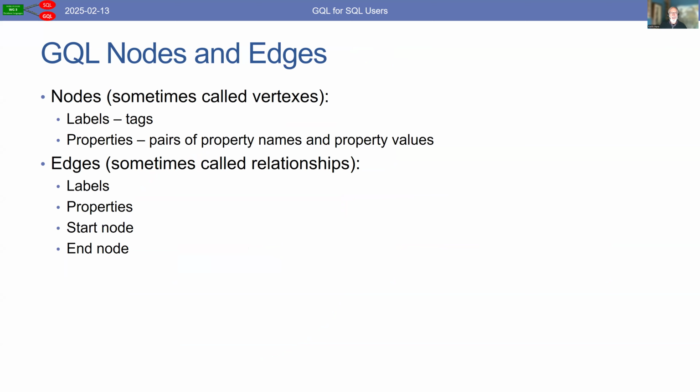So as I mentioned, we have nodes that can have labels, which are tags. You could compare a label or a set of labels to a table name, but they're a little bit different. We have properties, which are pairs of property names and property values. You could think of properties as similar to columns in an SQL table, but they're a little bit different. The edges can also have labels and properties. In addition, they have a start node and end node for directed edges and 2 endpoints for undirected edges.